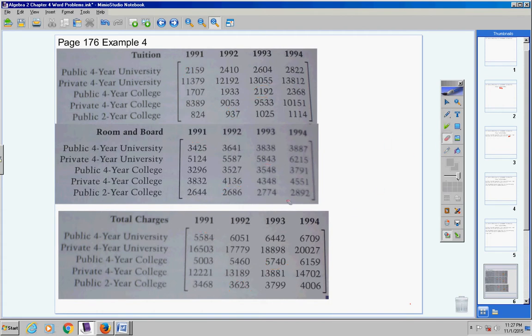They give you two matrices, and they want you to simply add them together to find the total cost or total charge matrix for tuition and room and board. Okay, so there's your answer right there.